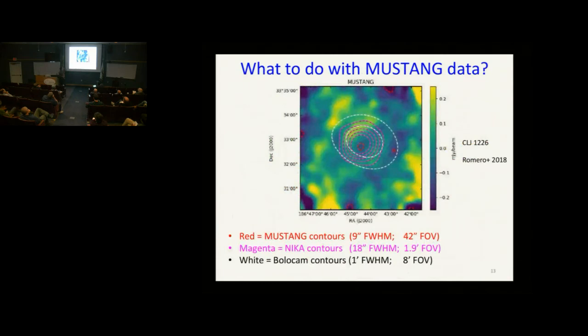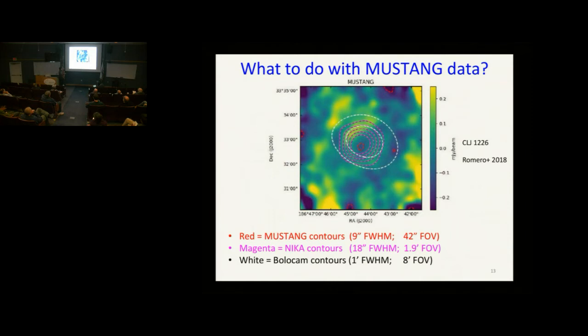Here is a map seen with 3 different instruments. Mustang 1 is in red, Nika in magenta, and white is Bolocam. The point is that with an instrument that has only 42 arcsecond field of view, if you're observing the same galaxy cluster, you end up filtering a lot of the signal, right? We only have marginally significant detection in the very center.